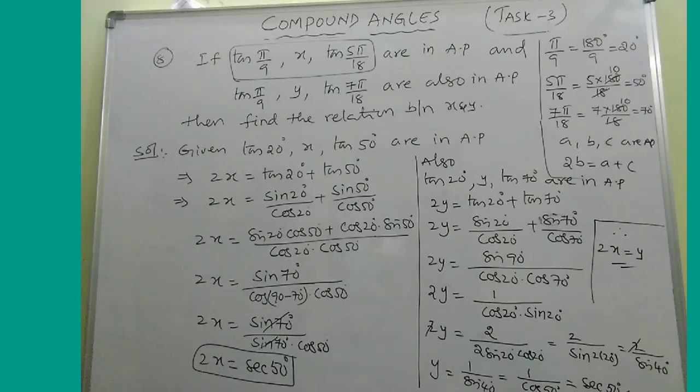See, just based on arithmetic progression, that is, if a, b, c are in AP, then the relation is nothing but 2b equals a plus c. Okay.